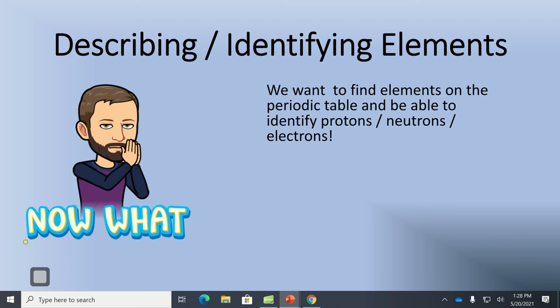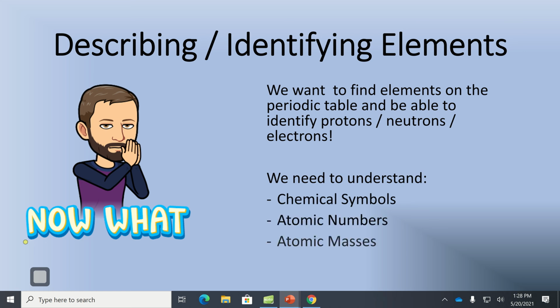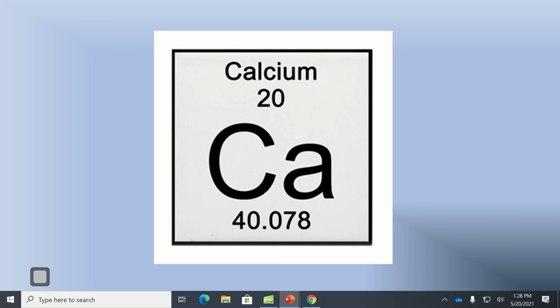So this is going into how do we figure out protons, neutrons, and electrons. What we've got to figure out and understand is what's called the chemical symbol, atomic number, atomic mass, and mass number for each element. Okay? And so the periodic table is going to help us. Some things actually on here we can't find on the periodic table. So here's an example.